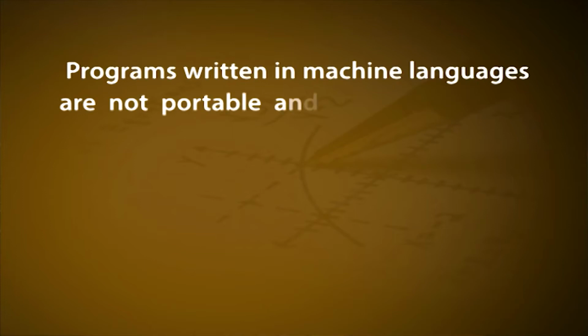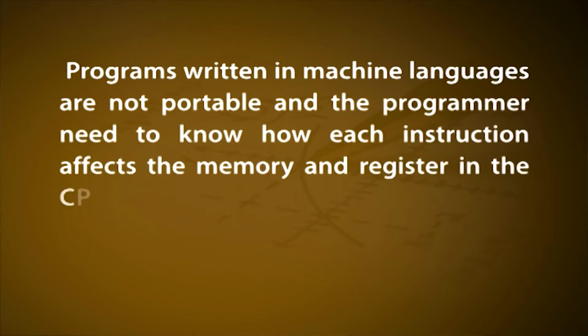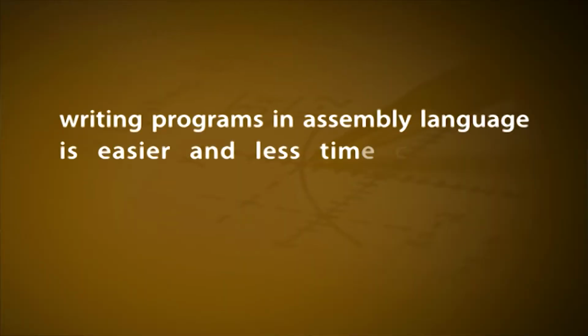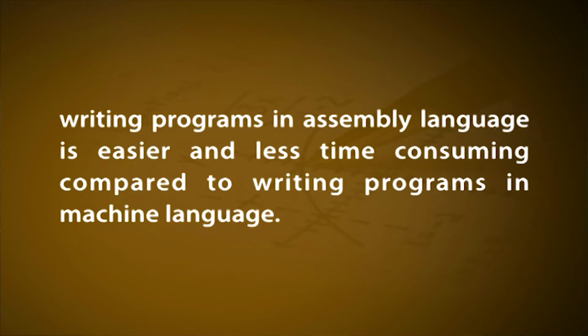Programs written in machine language are not portable, and the programmer needs to know how each instruction affects the memory and registers in the CPU. Because of these limitations, programs are rarely written in machine language nowadays. Assembly language is one level above the machine language. It uses certain predefined symbolic codes called mnemonics instead of binary codes. Remembering mnemonics is easier than remembering binary codes. So, writing programs in assembly language is easier and less time consuming compared to writing programs in machine language.